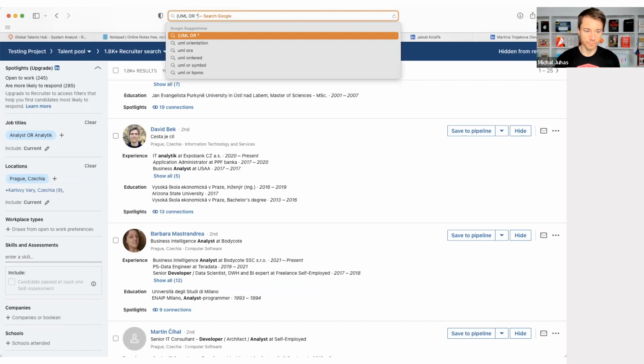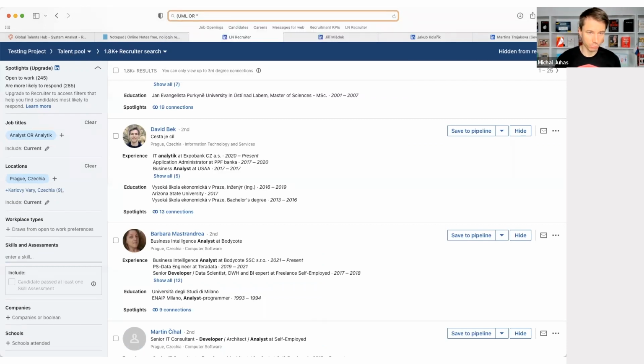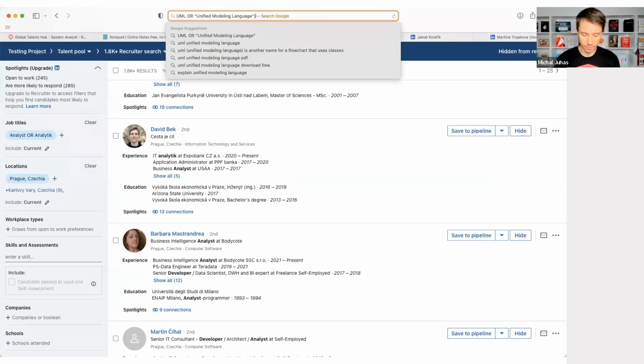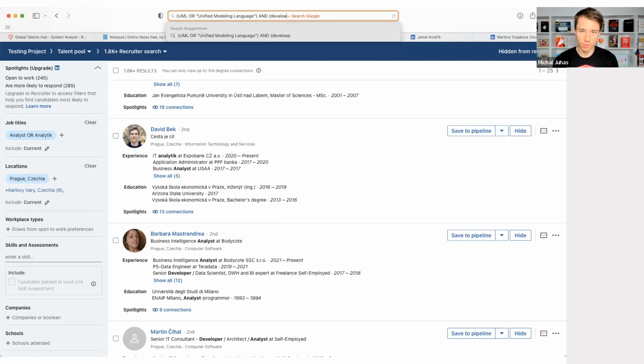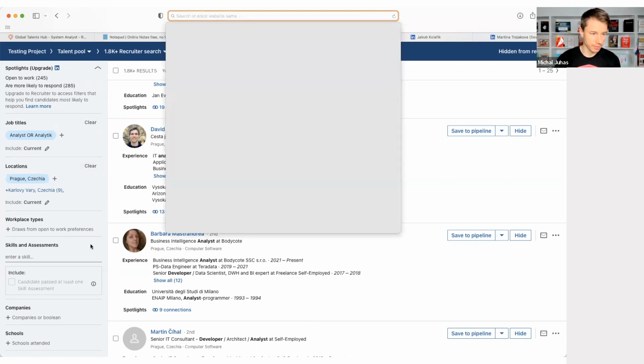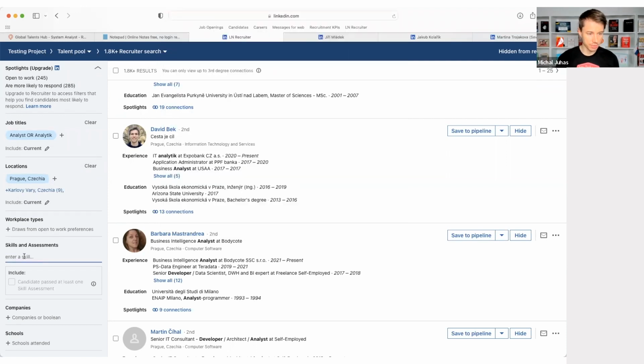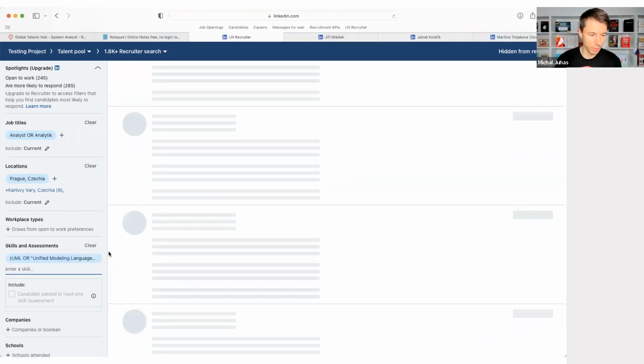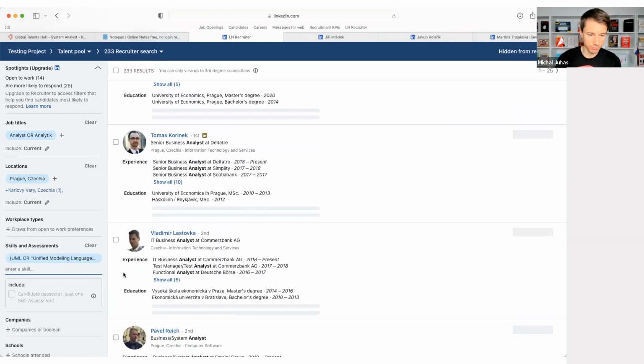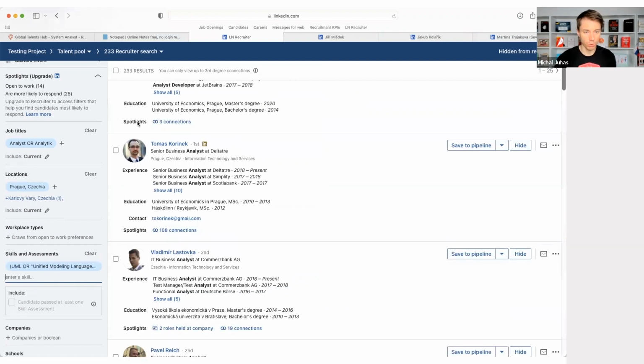UML or Unified Modeling Language. And at the same time, developer or JavaScript. Someone who used something like this in the past, has this in skills, UML at the same time, developer. So we only have 200 people.